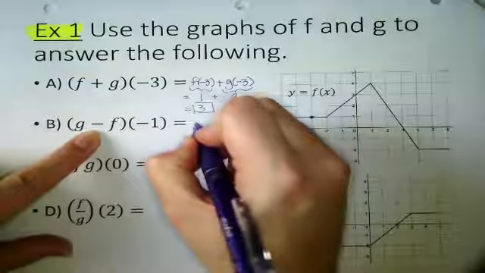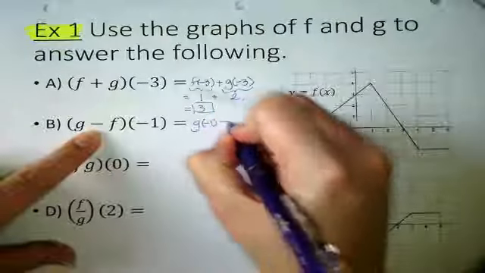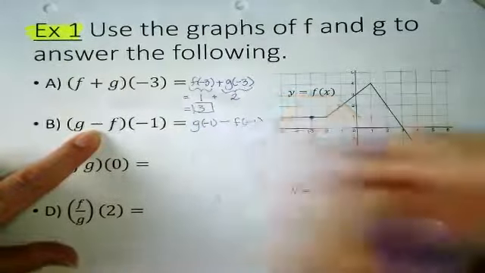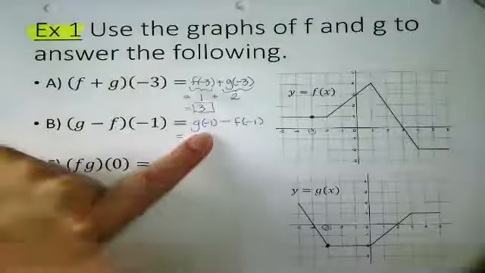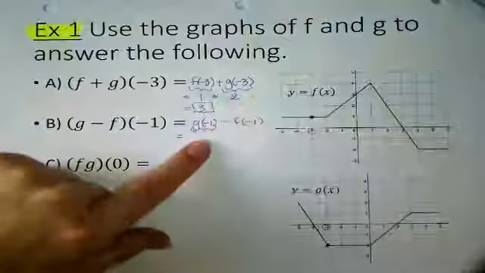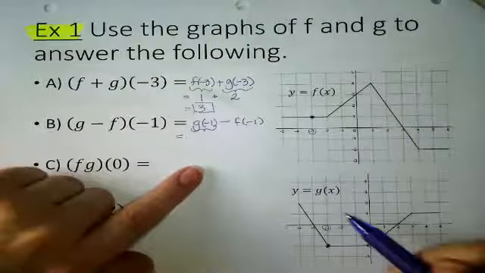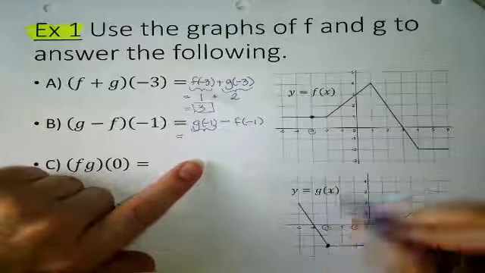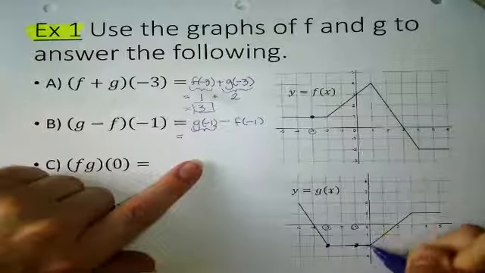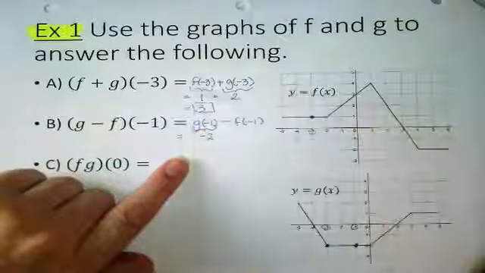Subtracting. This says g of -1 minus f of -1. So that's the old school notation. I think this is way more meaningful. So g of -1 says go to the g function right down here. Go to -1 for your x value, and it's asking what's the y. Well, right here, the y value is -2.